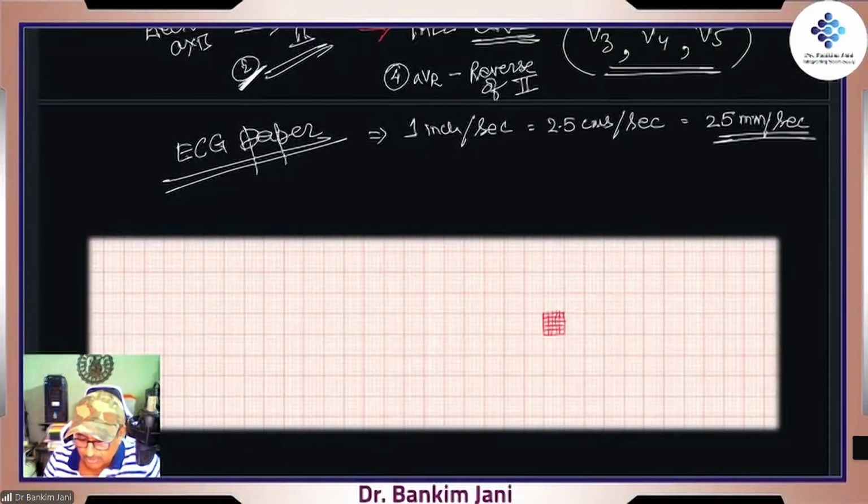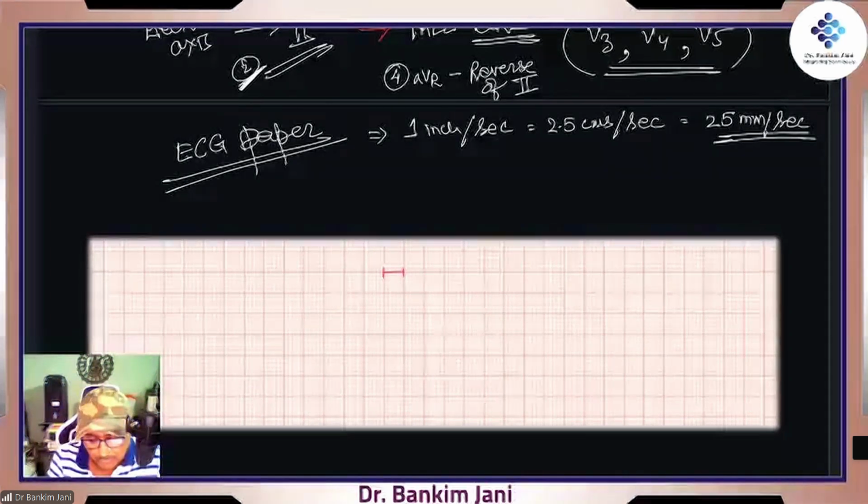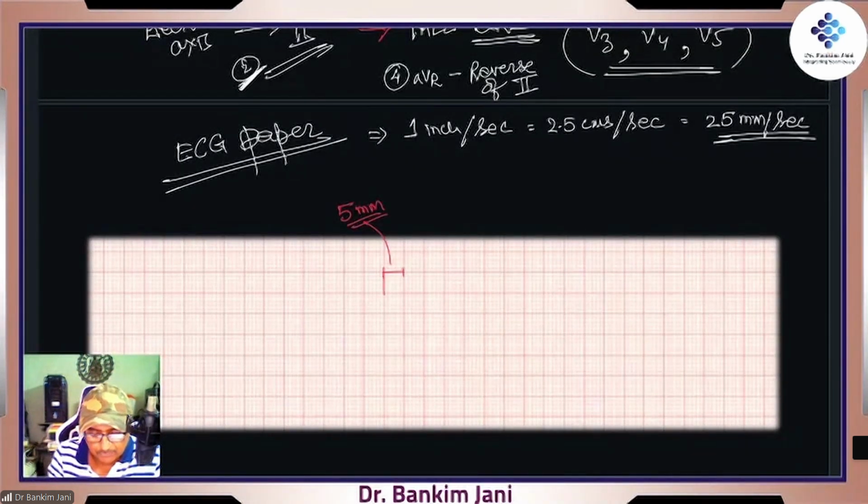Now all our squares, right? All our squares, they are equally spaced. One big square. Yes, your graph papers, right? Your graph papers. This one big square is 5 millimeter. So we have got this 5 millimeter by 5 millimeter big square.